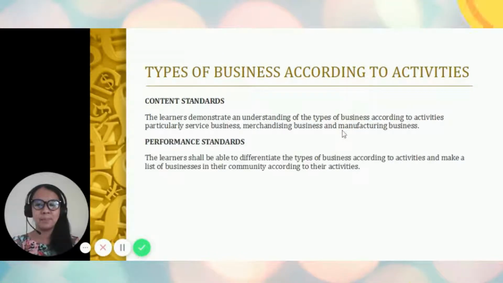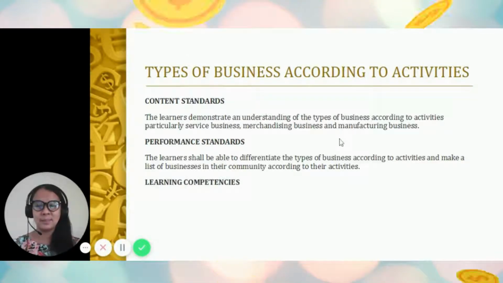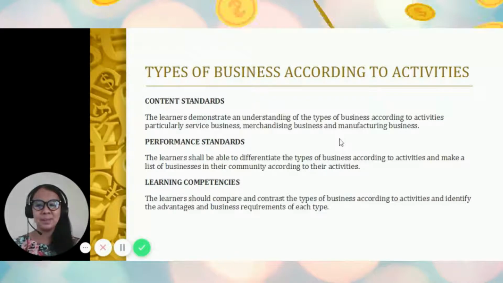Performance standards: the learner shall be able to differentiate the types of business according to activities and make a list of businesses in their community according to their activities. Learning competencies: the learner should compare and contrast the types of business according to activities and identify the advantages and business requirements of each type.